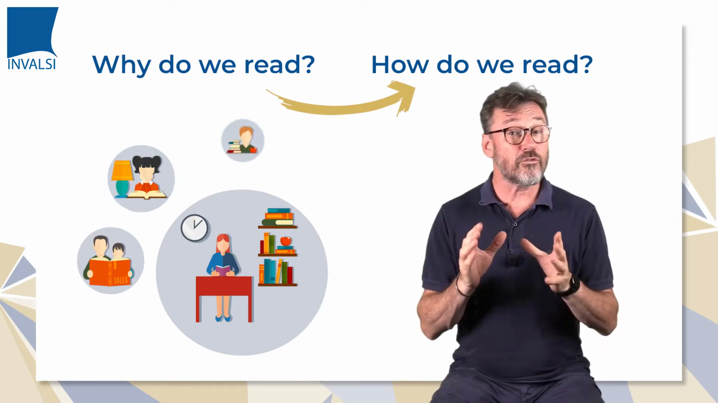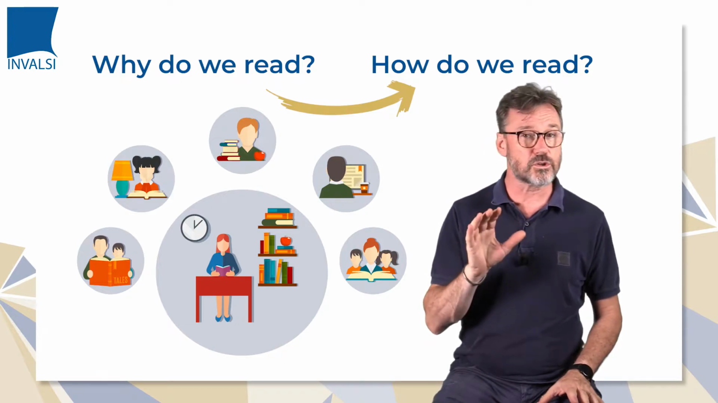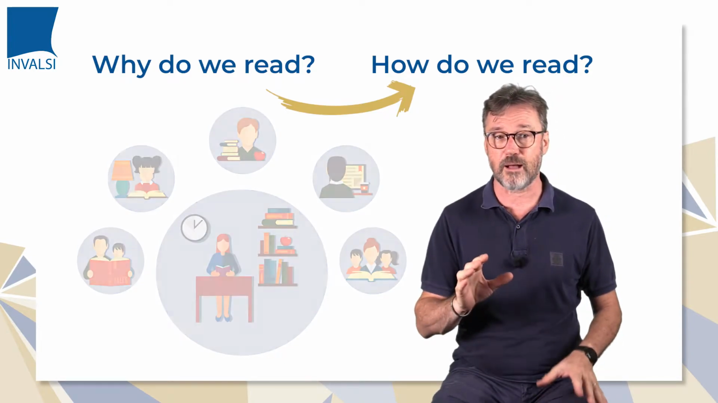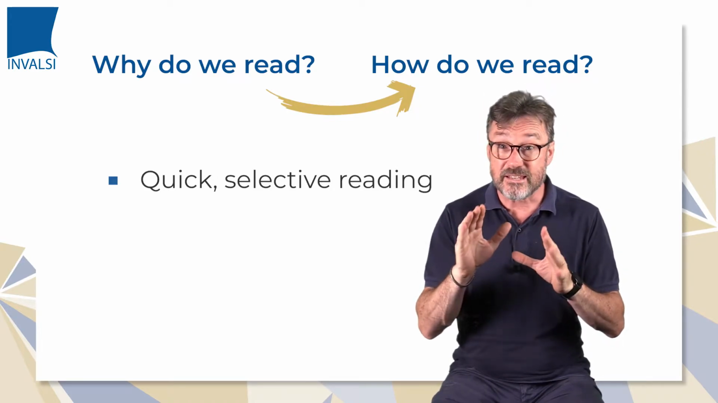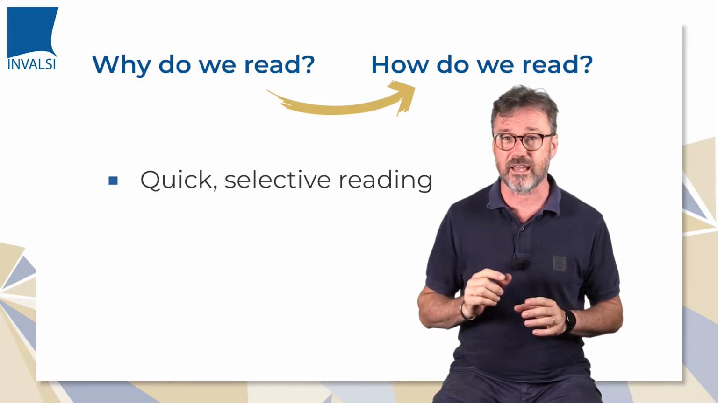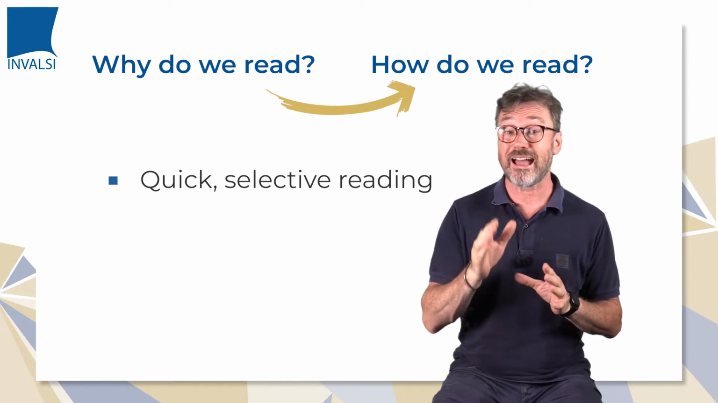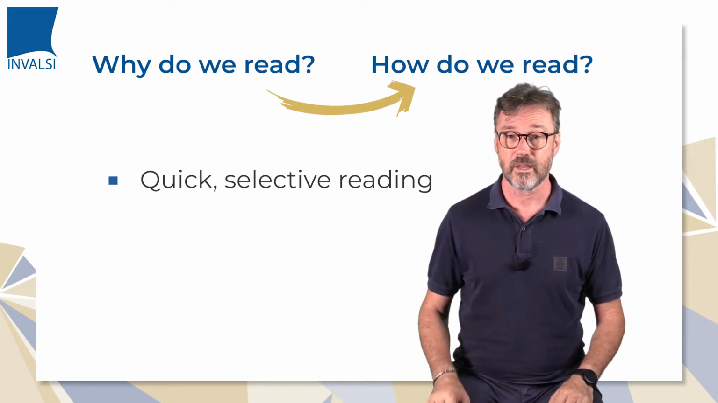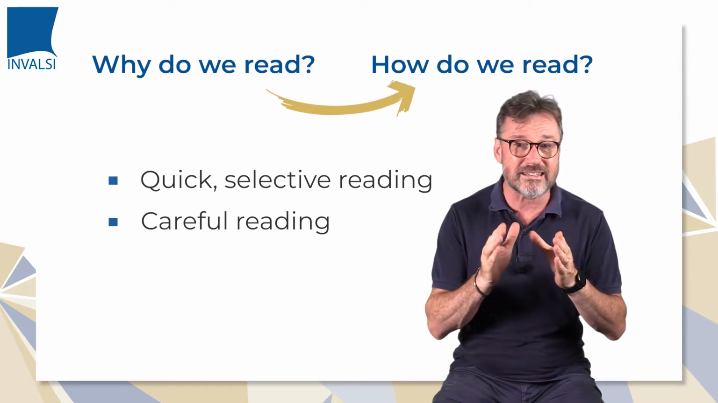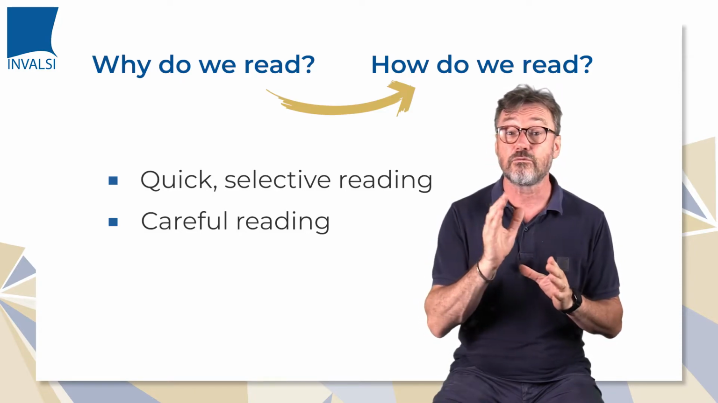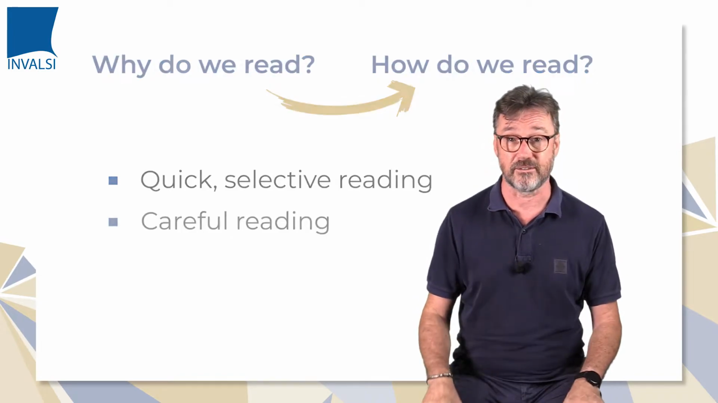In real life, we read for various reasons, and we use different reading styles according to our reading purpose. For example, quick selective reading. When we need to pick out specific information or important details, or if we want to get the gist of a text, we apply a quick and selective reading style. On the other hand, careful reading is when we need to understand the main ideas of a text and to infer the writer's opinion. In this case, we read more slowly and more carefully.